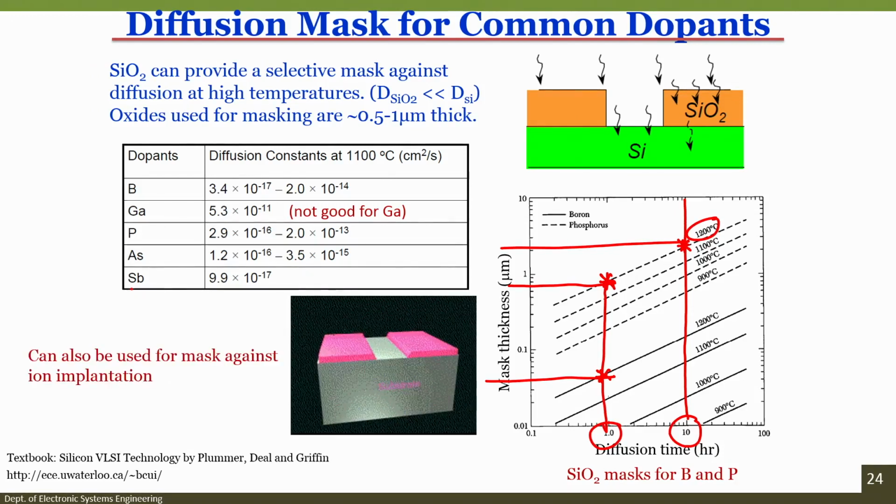So, you can see here that it can also be used as a mask against ion implantation. There are two techniques for diffusing the impurities. One is called diffusion and another is called ion implantation. So, SiO2 is not only used as a mask against diffusion, but can also be used as a mask while ion implanting the dopants into the silicon.